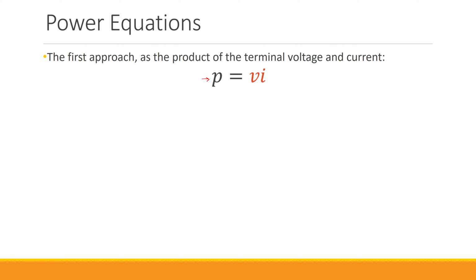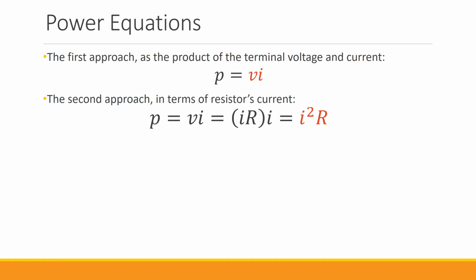What if you don't have the value for the voltage, but you have the value for the resistor and also the current that goes through the resistor? In that case, you can simply use Ohm's law to write V to be IR. Basically, V is IR, so you replace V with IR. And if you do that, you get a second approach to calculate the power.